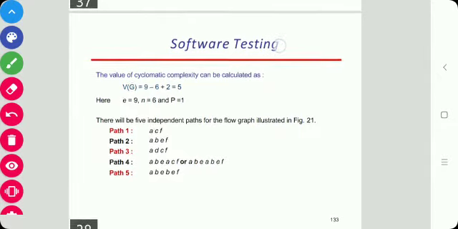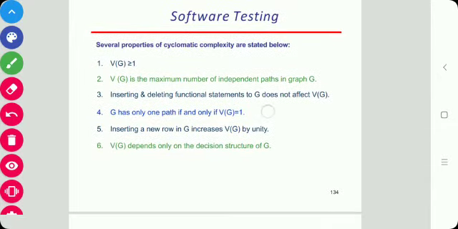So these are some properties of the cyclomatic complexity. First, Vg is always greater than or equal to 1. Vg is the maximum number of independent paths in the graph G. Inserting and deleting functional statements in G does not affect Vg. G has only one path if and only if Vg is equal to 1. Inserting a new row in G increases Vg by unity, and Vg depends only on the decision structure of G.